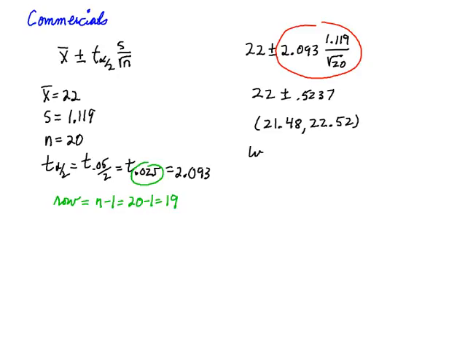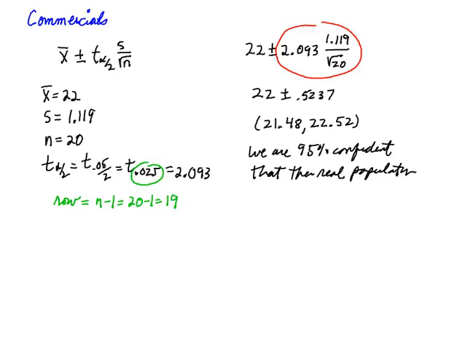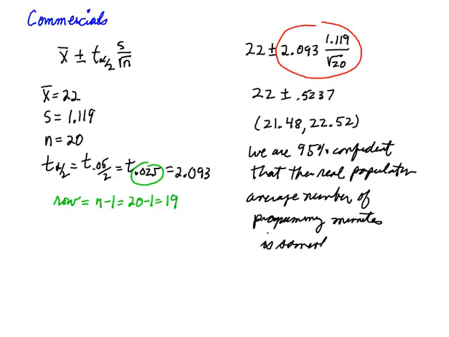22.52. And I could say we are 95% confident that the real population average number of programming minutes is somewhere between 21.48 minutes and 22.52 minutes.